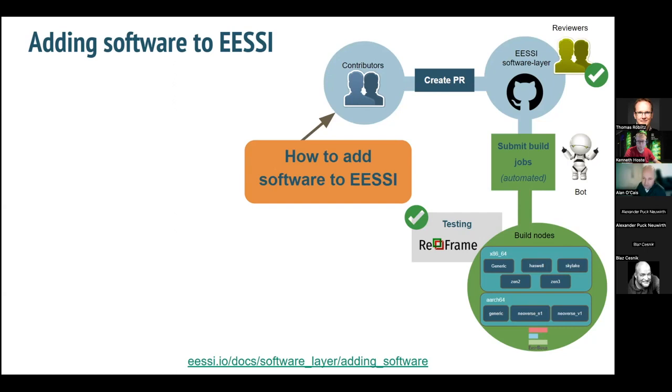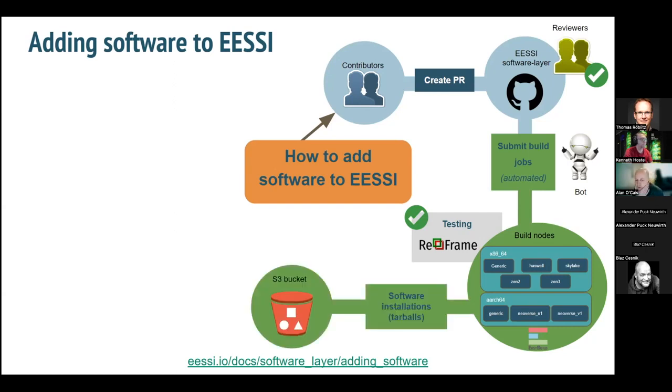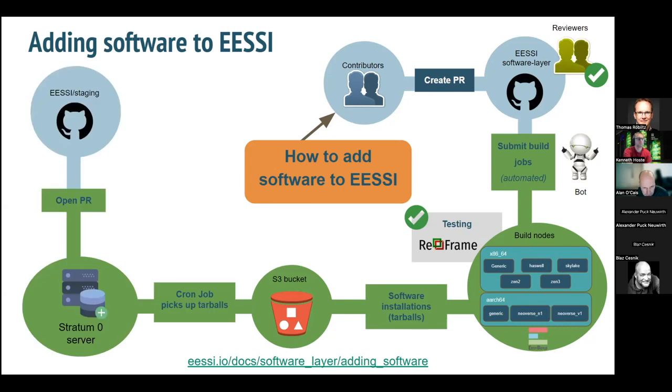Once that testing has come back and has passed, then we can create tarballs of those software installations, and they're placed in something called S3. It's just a storage backend that you find a lot in cloud providers. These software installations are placed in a special location, and then there's a cron job that recognizes that these tarballs have been placed there, and it checks to see if these tarballs can be unpacked into the Stratum 0 server of CVMFS.